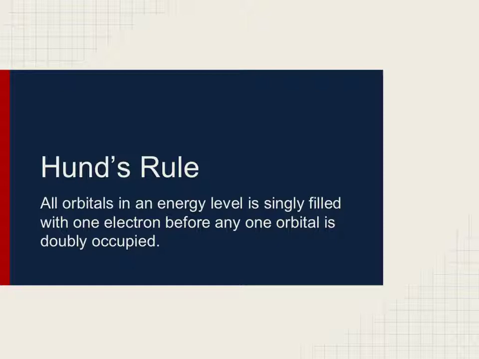The third and final principle, or rule, that we will be discussing is what's known as Hund's rule. Hund's rule says that all orbitals in an energy level are singly filled with one electron before any one orbital is doubly occupied. What we have to remember is that electrons have a negative charge, and if we take two electrons with another negative charge, those electrons do not want to be very close together, because we know that two negative charges will repel each other.